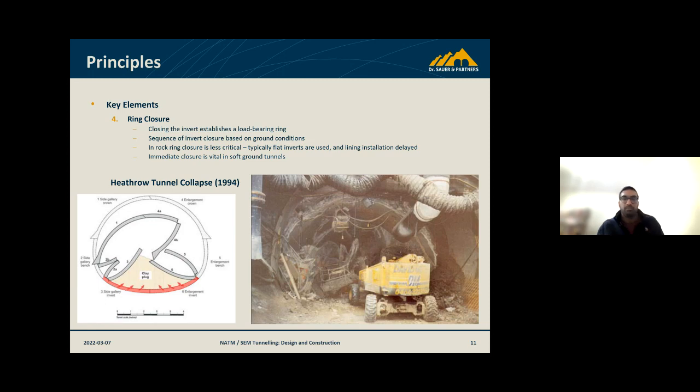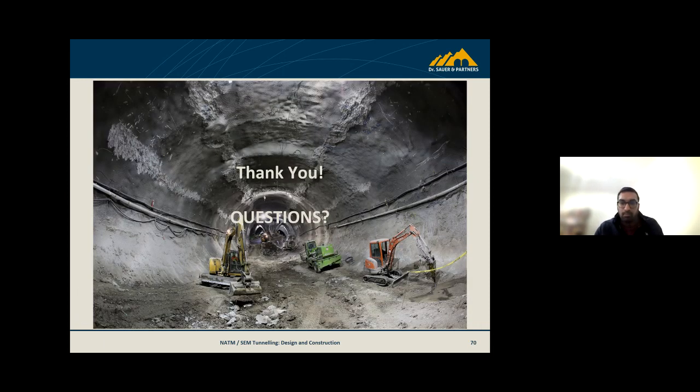Yeah. So we're going to go from Heathrow to Toronto. Have you done any SEM in the Toronto area? And if so, what is the average stand-up time for glacial till, or the soil you've excavated through?